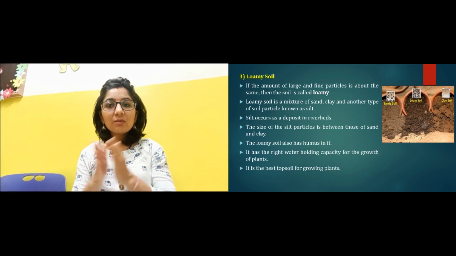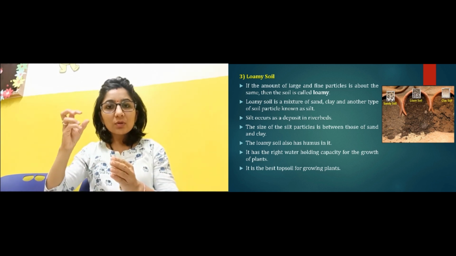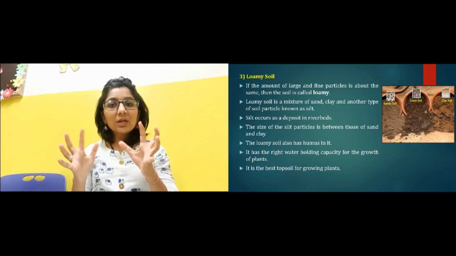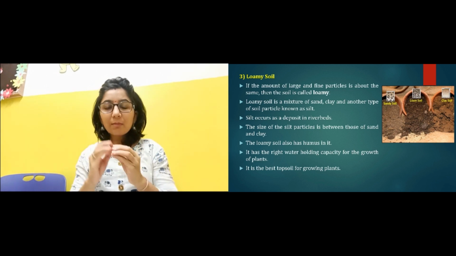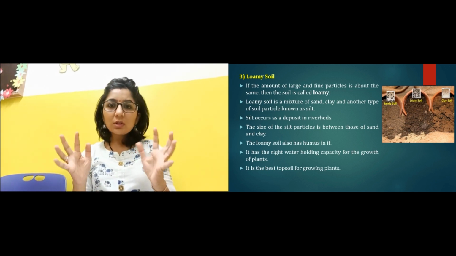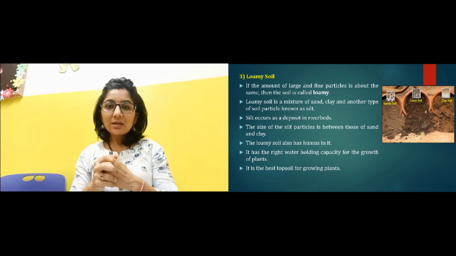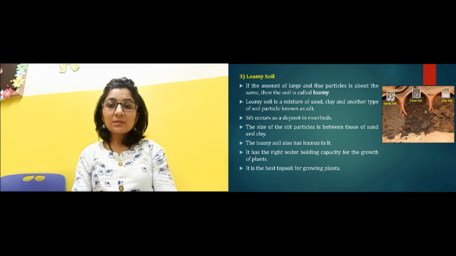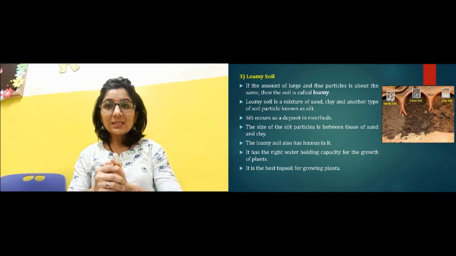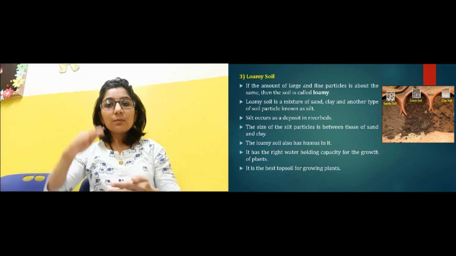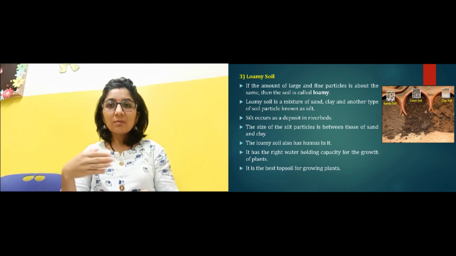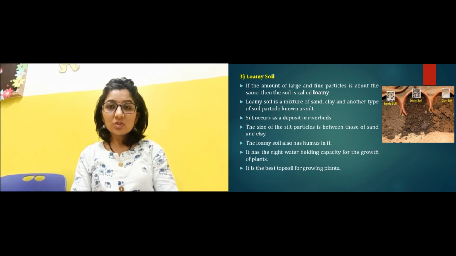अब loamy soil जो है वो between, मतलब sand भी होता है उसमें, clay भी होता है, तो both the types of particles, there are larger particles, there are smaller particles, so all the particles are mixed, that is called the loamy soil. Okay, now loamy soil जो होती है it is a mixture of sand, clay, and also another type of soil particle is present over there, that is known as the silt. What is that called? As the silt. And the silt occurs as the deposit in the river bed. If you see in the river bed there is the silt which occurs.